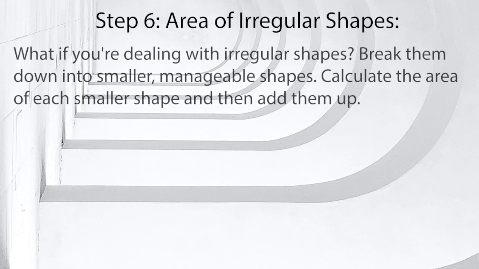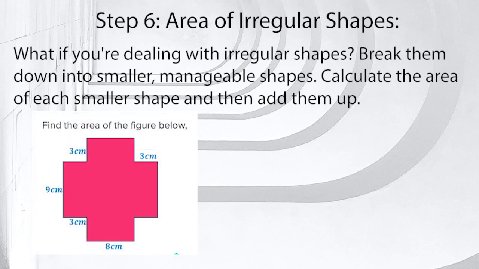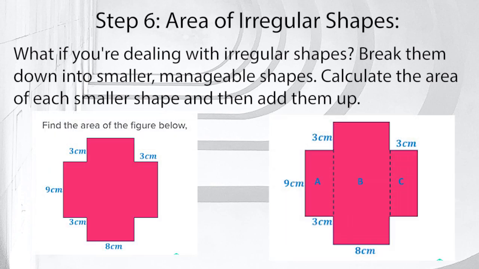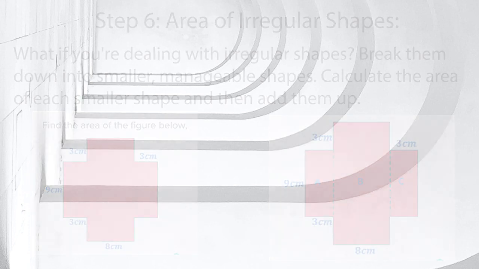Step 6: Area of irregular shapes. What if you're dealing with irregular shapes? Break them down into smaller, manageable shapes. Calculate the area of each smaller shape and then add them up.